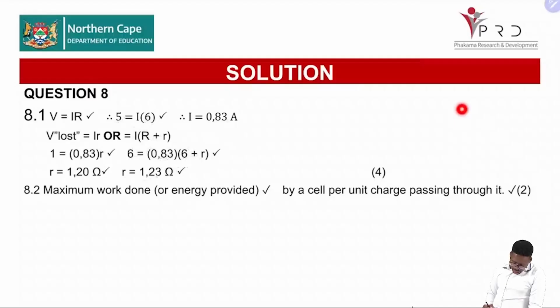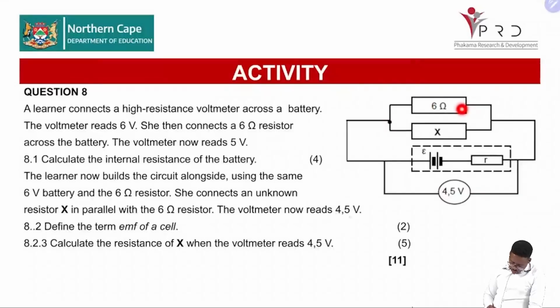Then the learner now builds a circuit alongside, using the same 6 volt battery and 6 ohm resistor. She connects an unknown resistor X with the 6 ohm resistor. The voltmeter then reads 4.5 volts. Define the term EMF. 2 marks.